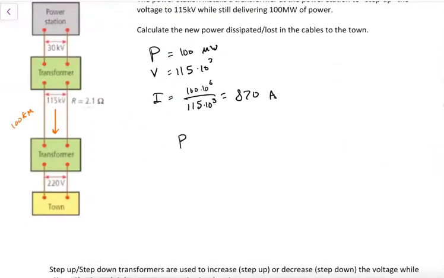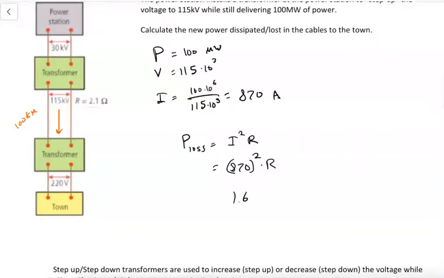And we can use our power loss is equal to I squared R, and that's equal to 870 squared. So the current has been quartered, but because it's being squared, the power loss is going to be around 1/16 of its original value. So 870 squared times 2.1, and that gives us about 1.6 times 10 to the 6th. Oh, I'm sorry, I wrote watts. So it's still a lot of power, but that's 1.6 megawatts.